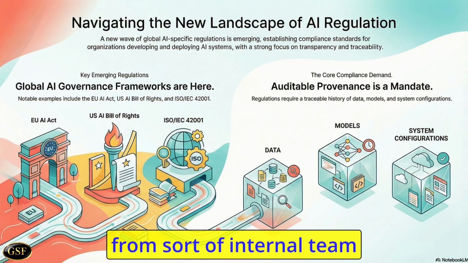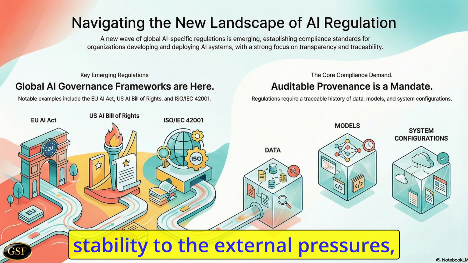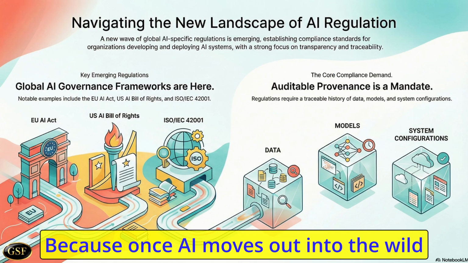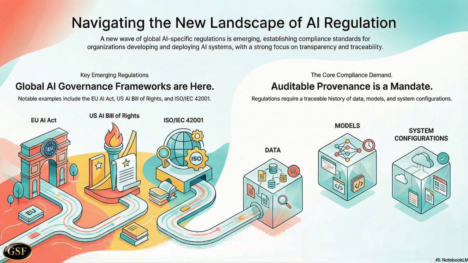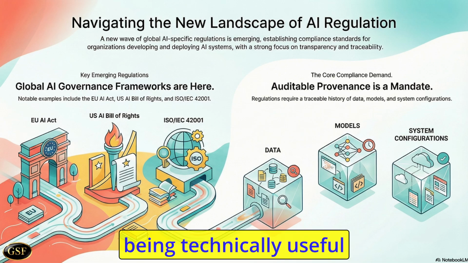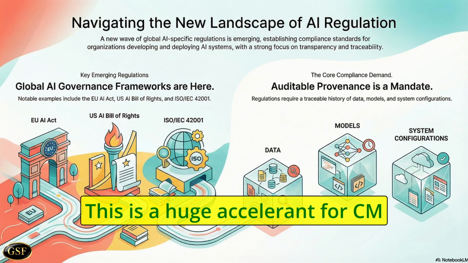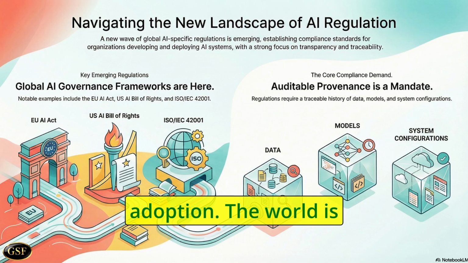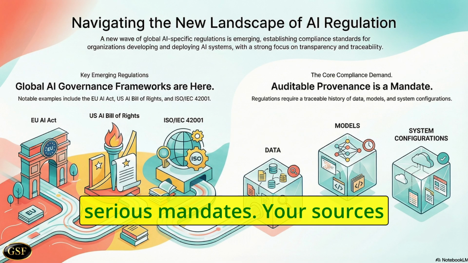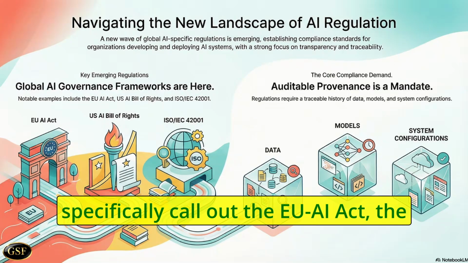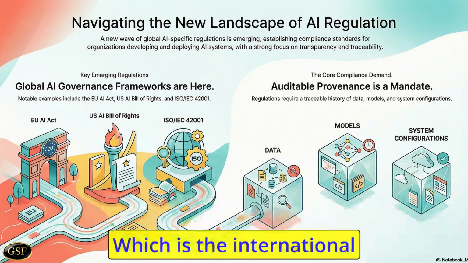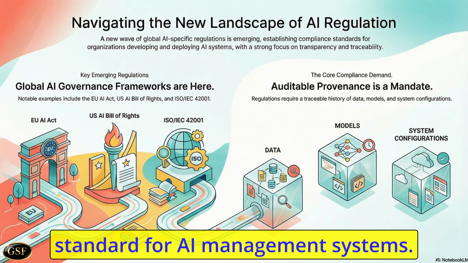Okay, let's transition now from internal team stability to the external pressures, the world of regulation and risk. Because once AI moves out into the wild, CM suddenly becomes this critical compliance shield. It moves beyond just being technically useful and into being legally necessary. This is a huge accelerant for CM adoption. The world is reacting to AI with some very serious mandates. Your sources specifically call out the EU AI Act, the US AI Bill of Rights, and global standards like ISO 42001, which is the international standard for AI management systems.